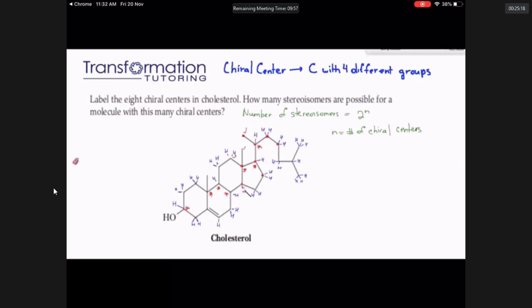So look at this carbon. Cholesterol can have 2 to the power 8 isomers, a large number of isomers. I'm not sure if I erased it already, but let's go ahead and do it again. Are we very clear? So we have a hydrogen. Let me go ahead and erase the dots. Now back to our discussion of cholesterol.